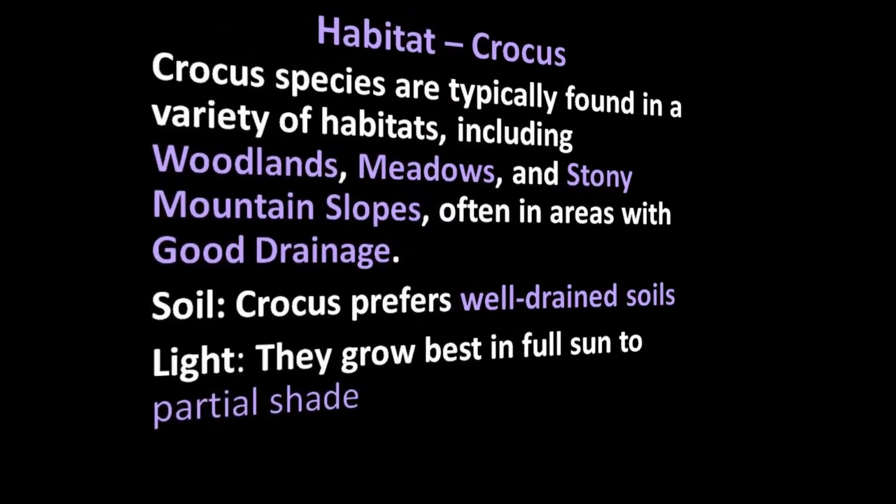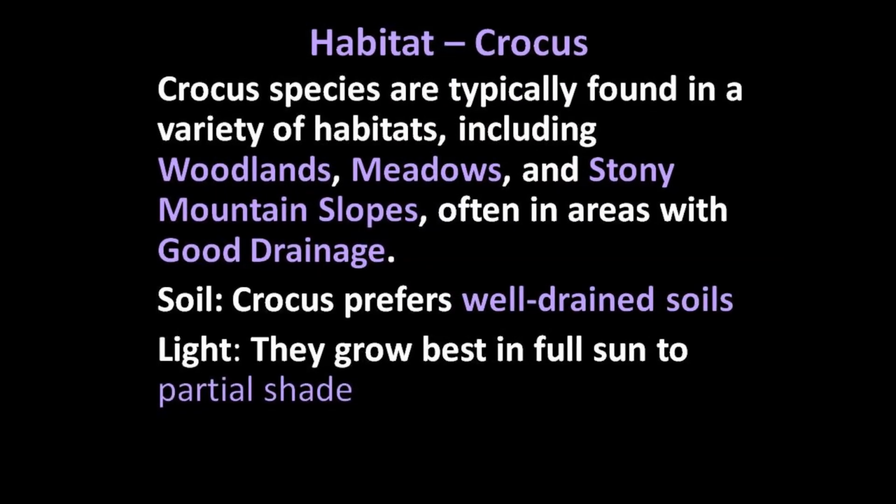Let us briefly outline the habitat of the crocus. It is typically found in a variety of habitats including woodland, meadows, stony mountain slopes and often in areas with good drainage. The crocus prefers a soil which is well drained, and it grows best in light conditions which have full sun or partial shade.